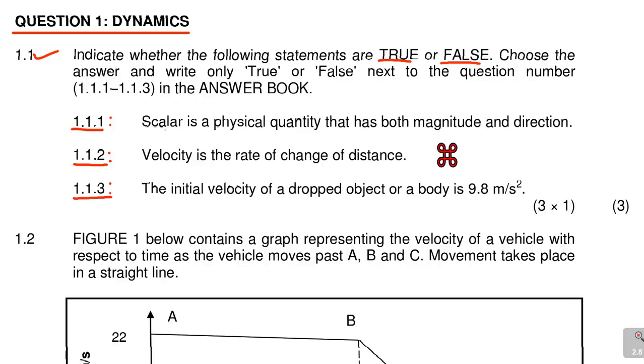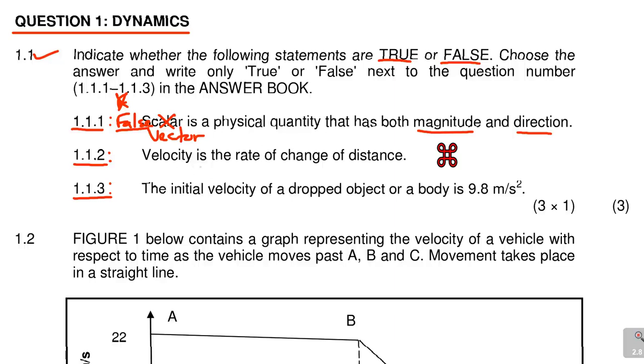Now the first one is: scalar is a physical quantity that has both magnitude and direction. We know that it is not scalar, but it is a vector. So that statement is false. So you have to write there false. Some students like to write F, but you'll be penalized because we don't know what F is. You have to write it in full that the answer is false.